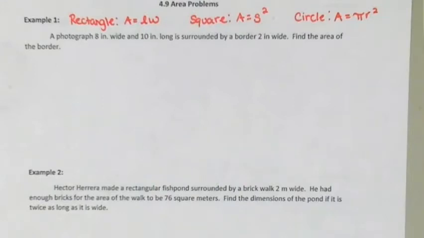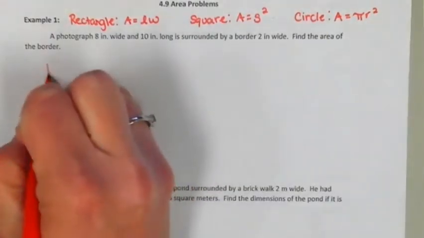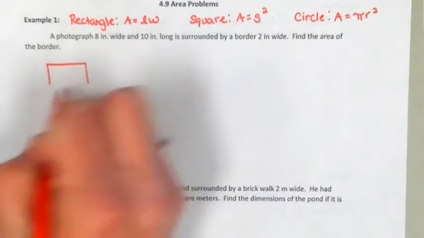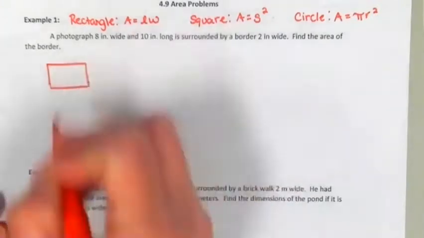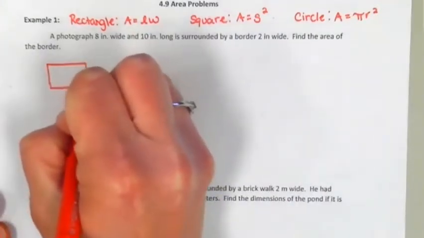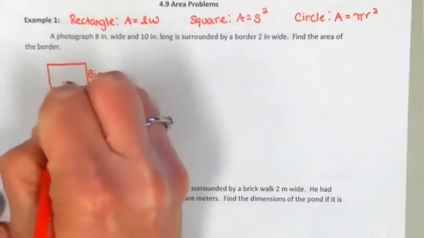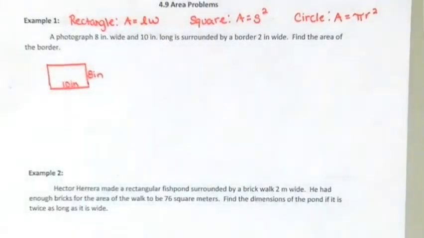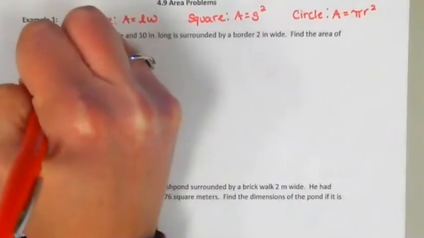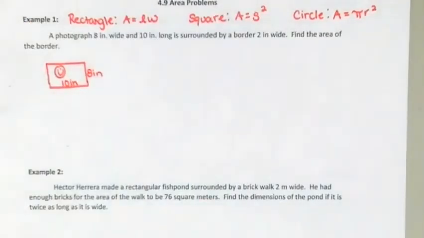Now, we have a photograph that is 8 inches wide and 10 inches long, okay? If we have a photograph that's 8 inches wide and 10 inches long, what shape do we have? A rectangle. So we have 8 inches and we have 10 inches. Okay, and there's my photograph. I'll draw a little smiley face. There you go. There's my photograph.